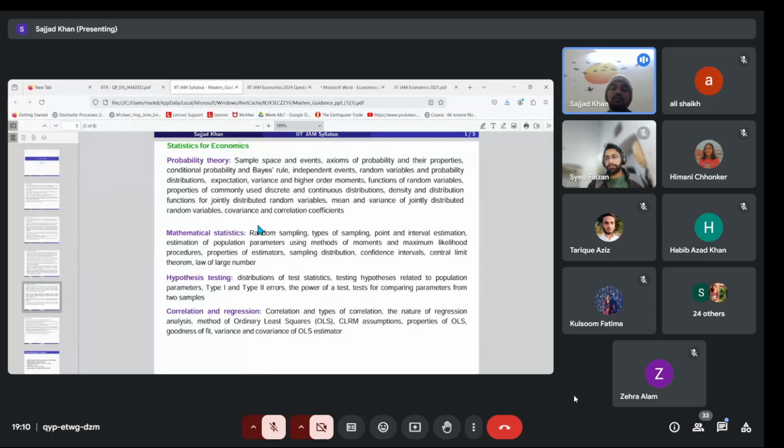Some data will be given to you, and on the basis of this information you will be asked about the parameter. There are different methods to find the parameter, like the method of moments and the maximum likelihood function. Generally they ask about the maximum likelihood function, so it is most important to know about the MLE.